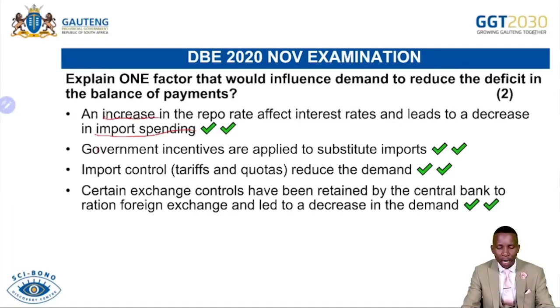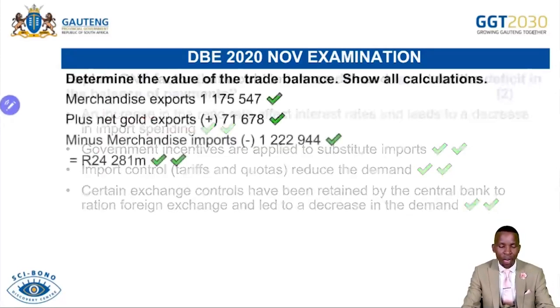Government incentives are applied to substitute imports. And then import controls, or tariffs and quotas, reduce the demand for what? For imported goods and services. Certain exchange rate controls have been retained by the central bank to ration foreign exchange and lead to a decrease in the demand. If ever the Reserve Bank intervenes by imposing foreign exchange control, that will mean most people that need South African rand should apply via the Reserve Bank, and they will be approved. So that makes it difficult for them to access local currencies so that they can demand goods and services, or it makes it difficult for them to access foreign currencies to import goods and services from other countries.